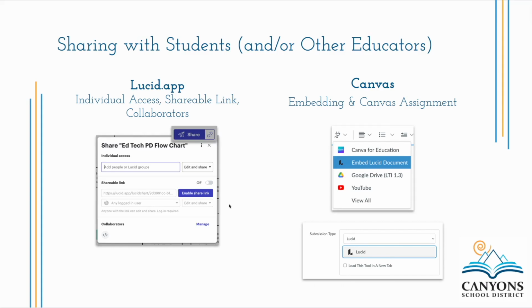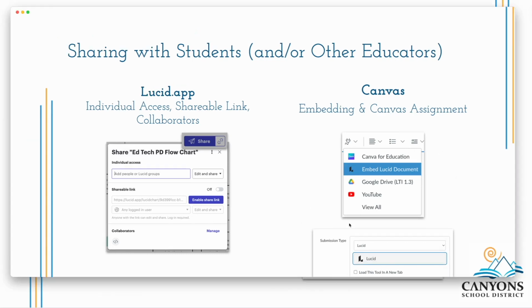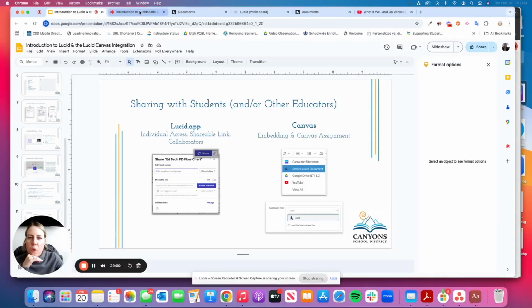So when it comes time to share with students and other educators, you can do it directly through the Lucid app, but once again, you do have to connect the Lucid account first via Canvas. But in the upper corner, you have the share option where you can add individuals, add them to the collaboration board. You can get a shareable link. Or in Canvas, you can actually embed the Lucid document, or you can do it as an assignment. I'll show you both real quick.